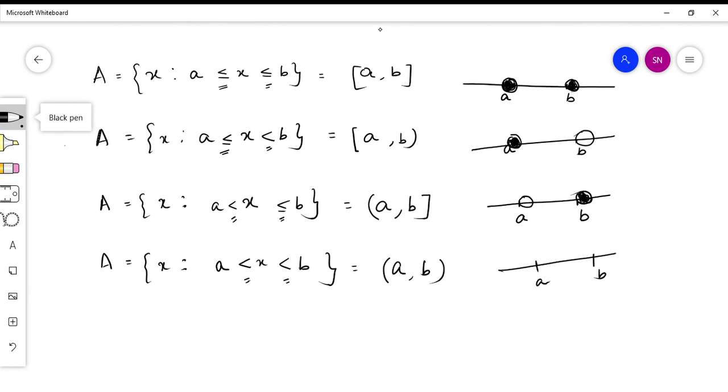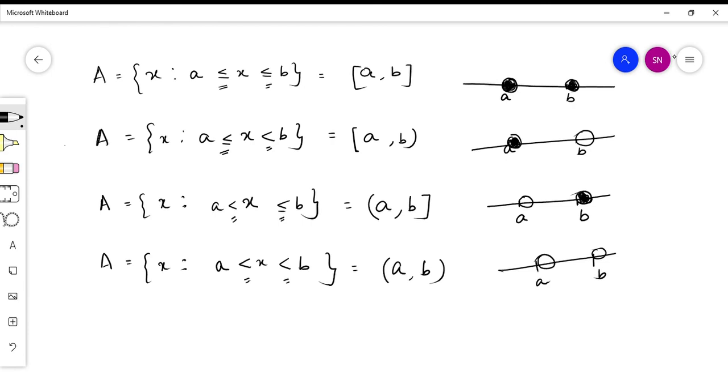And lastly, again I have this as A, this as B. Two circles, so both are excluded. I have a curved bracket. So therefore I just leave the circles open.